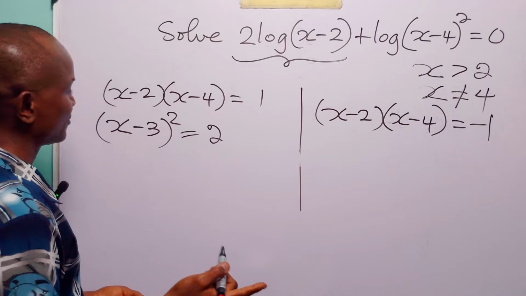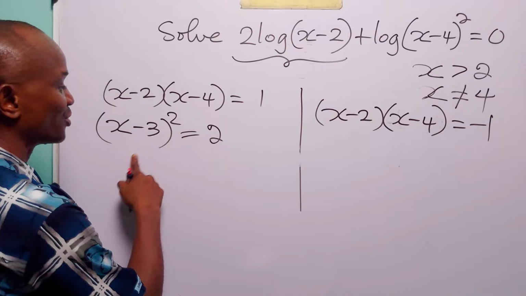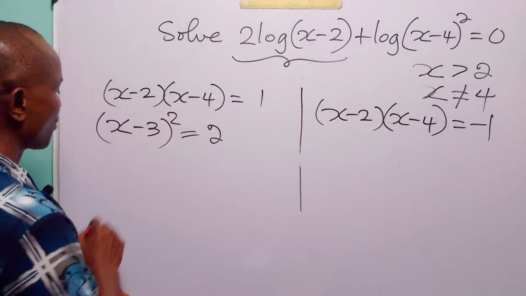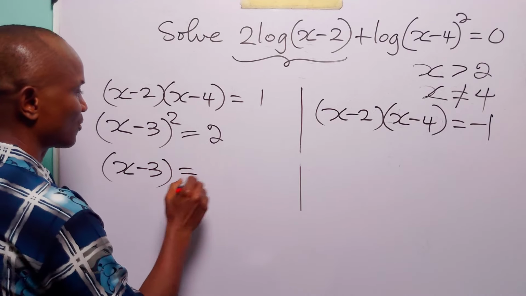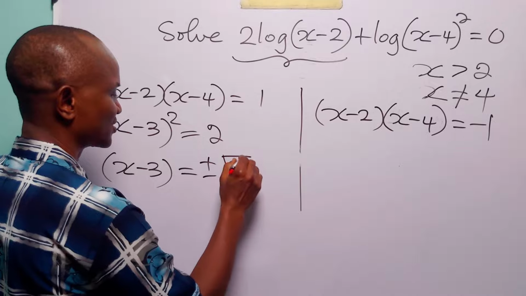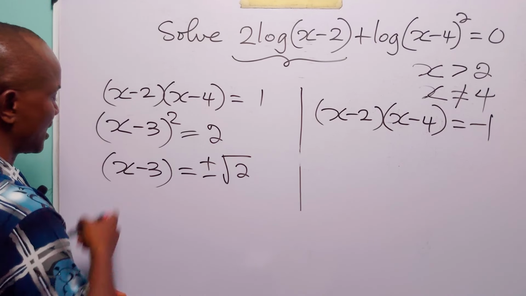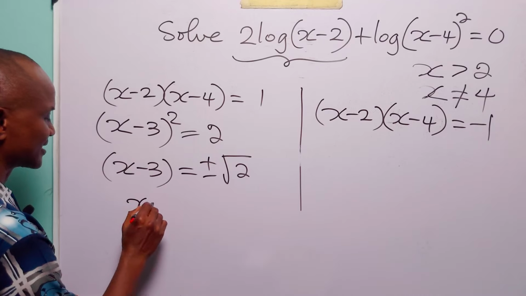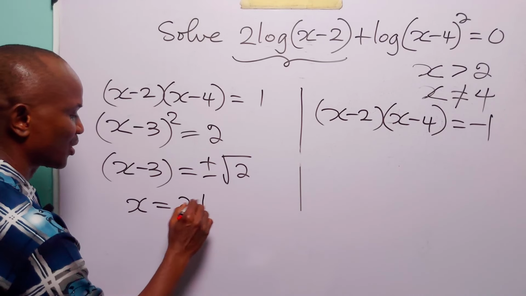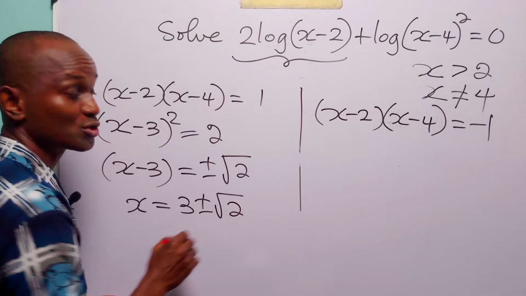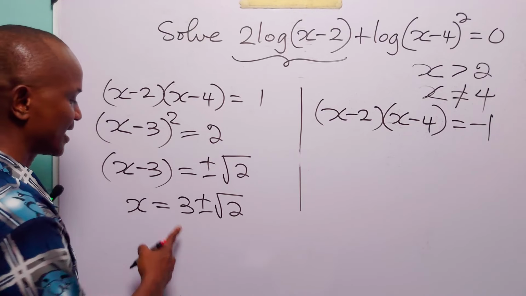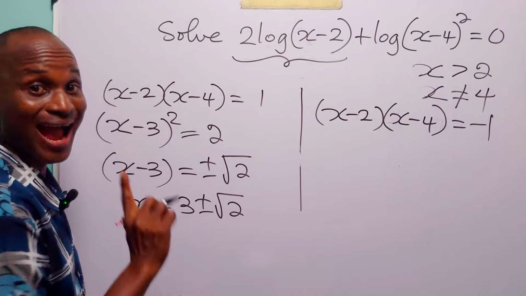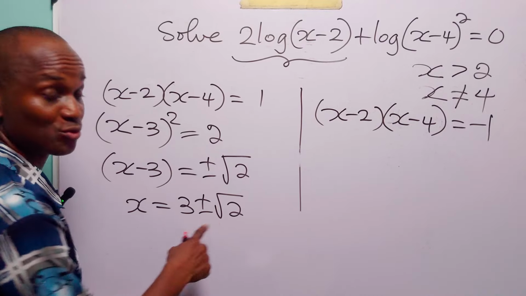Now, the next thing we are going to do is to take the square root of both sides of this equation. When we do that, we have that x minus 3 is equal to plus or minus the square root of 2. And from here, we have that x is equal to 3 plus or minus the square root of 2. So we have found two values of x: 3 plus root 2 and 3 minus root 2.